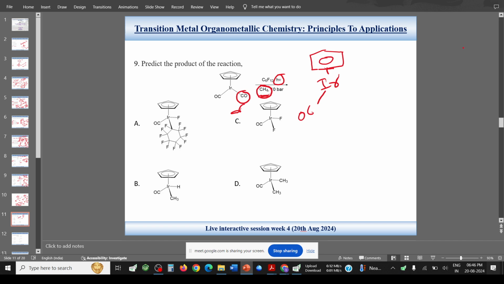And for the CH activation of methane, what will happen? It will clip one of the hydrogens to give CH3 and H. The role of this molecule is to remove one CO, and to perform this reaction and make this an active catalyst, an active metal sigma alkyl complex, to activate this hydrogen, to activate this CH bond.